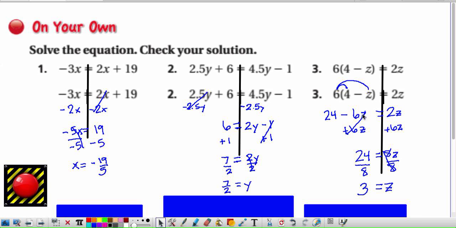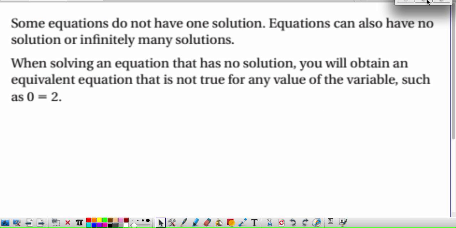6z, excuse me, not x, is negative 6z plus 6z goes to 0, which leaves us with 24 equals 2z plus 6z is 8z. To get rid of this times 8, we do the inverse, which is dividing by 8. The improper fraction 24 over 8 actually does work out evenly to 3, so you could just simplify that to 3.